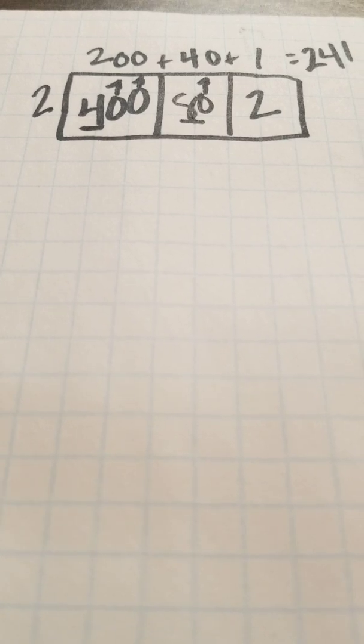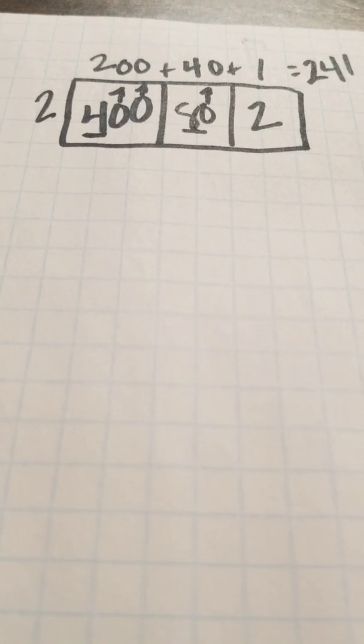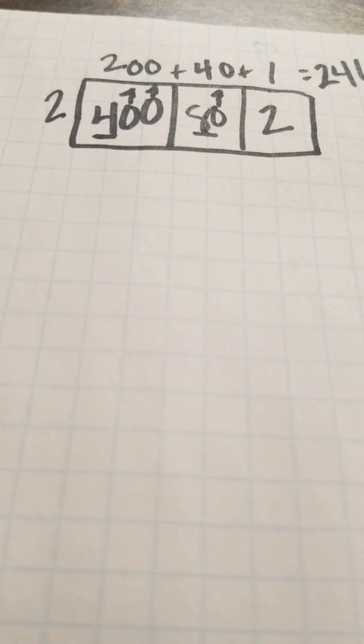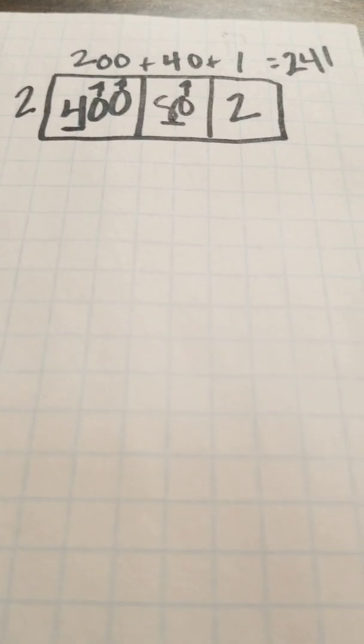Sometimes it can be more challenging because you don't have those numbers, but I do not recommend listing out the multiples up to 482. You will be there for a while.